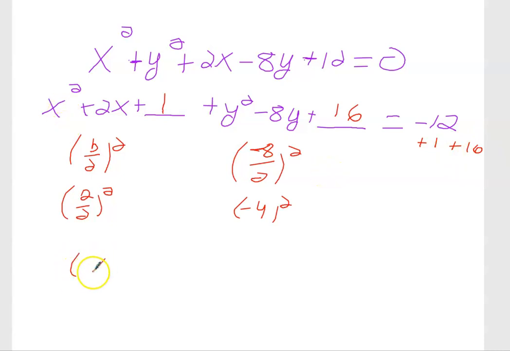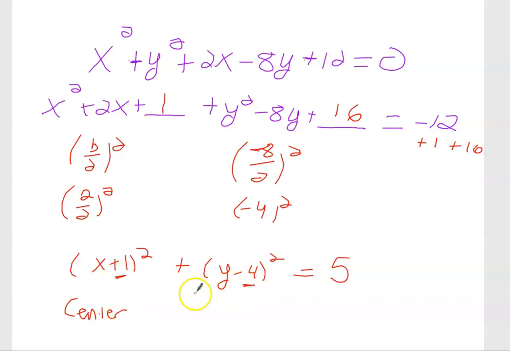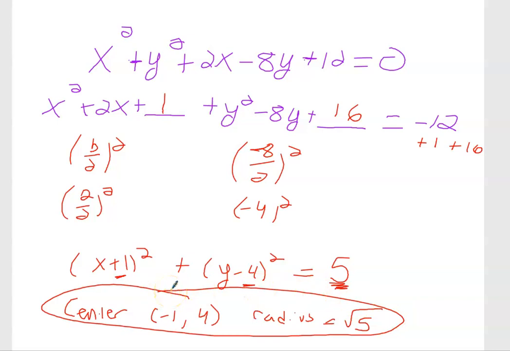So now on this side, the factor becomes x plus 1 squared. On this side, it's going to be y minus 4 squared. And over here, I am going to get negative 12 plus 17, I am going to get 5. So my center, again, comes from this point and this point. So it's going to be the opposite of the x and the opposite of the y. And our radius is going to be the square root of this, which ends up being the square root of 5. Okay, so please go ahead and move on to the next portion of today's work.